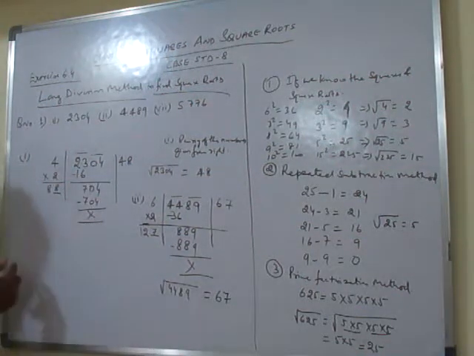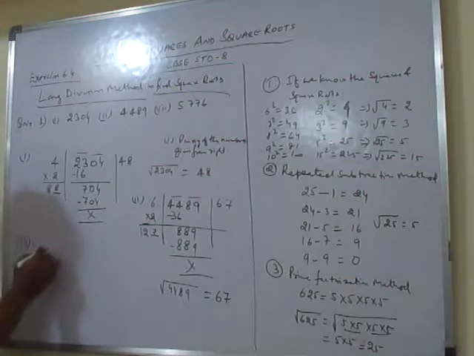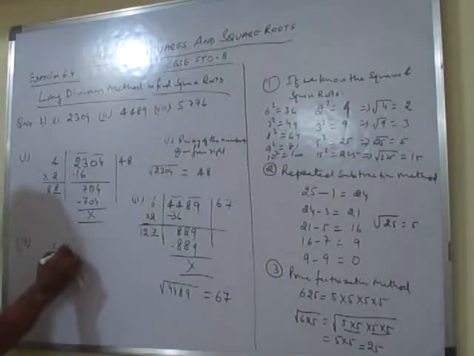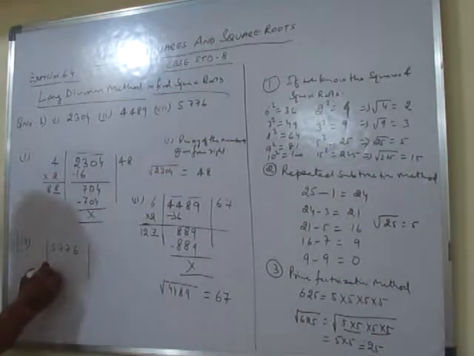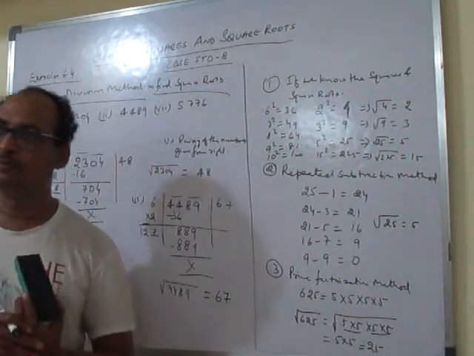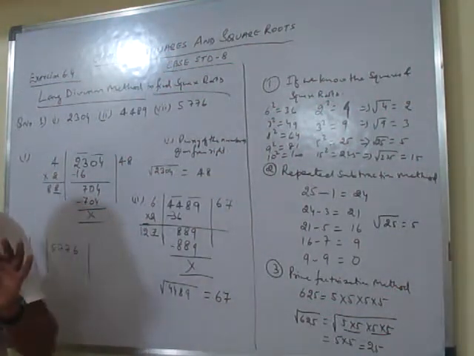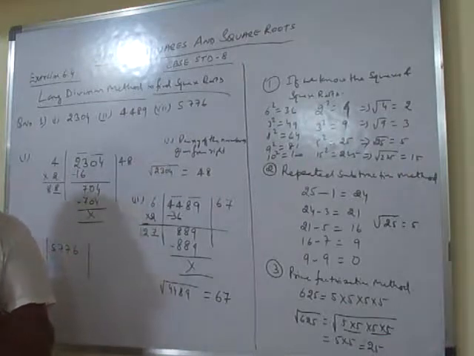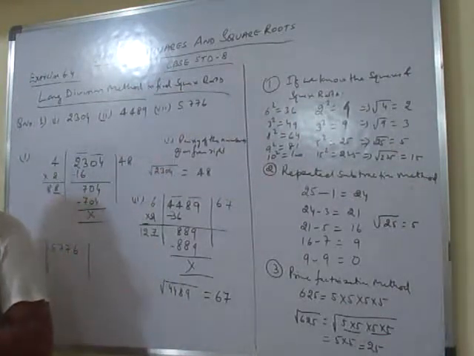Now the third one also we will solve here. Third one: 5776. The same procedure we are going to follow. There are many shortcut methods also. Many people will be telling you some shortcut methods. So what is my suggestion to all my students? That shortcut methods are good.